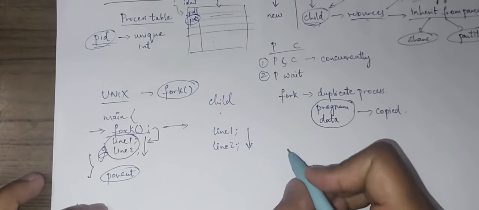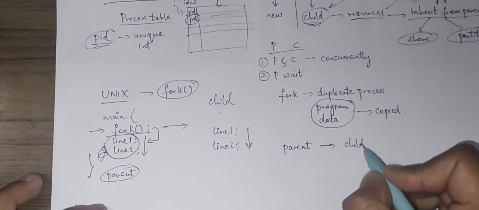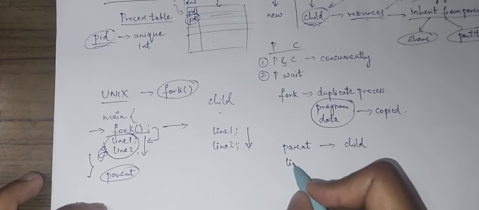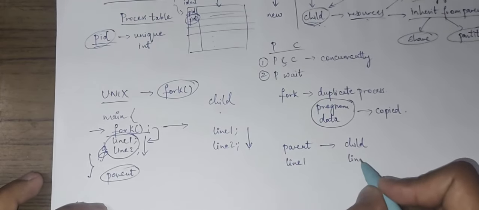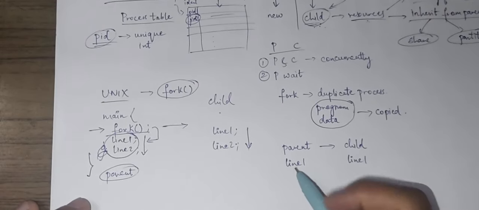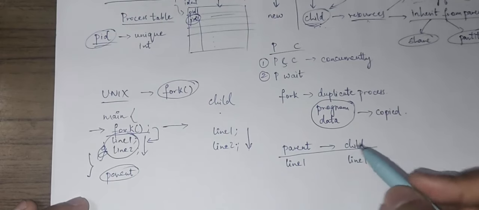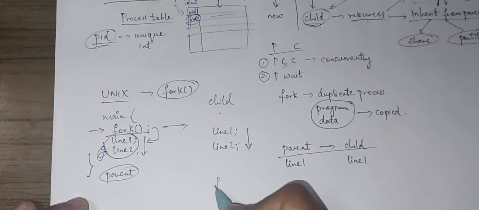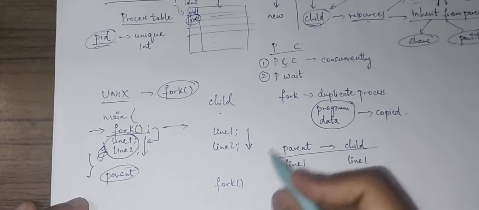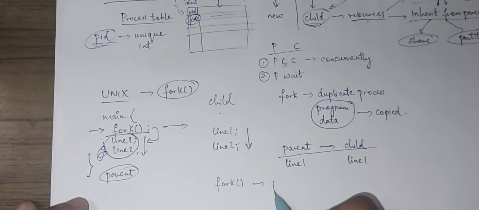Now let's say a parent has created a child using the fork method, and in both cases line one is the next line which gets executed. So it actually depends on the OS which process would run next. Once a fork is called, both can run concurrently. So parent might run first or child might run first. It depends on the system actually.